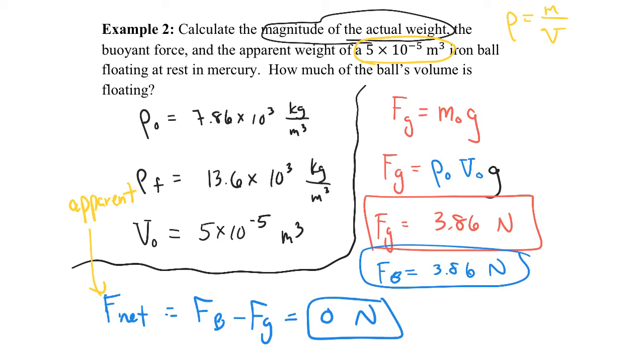So the last piece we have to think about now: how much of the ball's volume is floating? Go ahead and draw what you think this looks like right now. Draw a liquid surface and draw a little ball bearing on the surface. The question is, how much of it is floating? Do you think the whole thing is floating? Do you think that's actually really possible for a ball bearing?